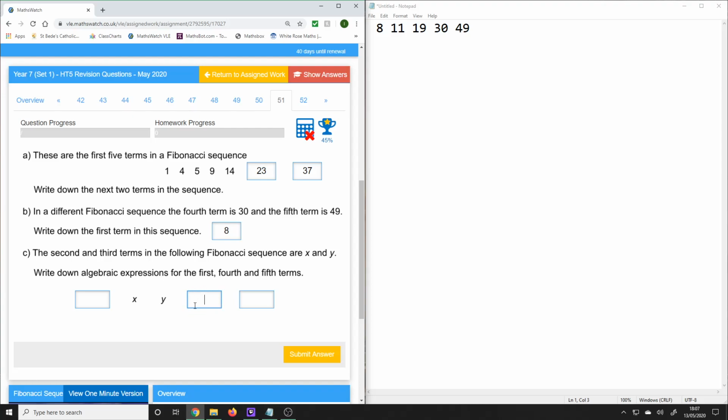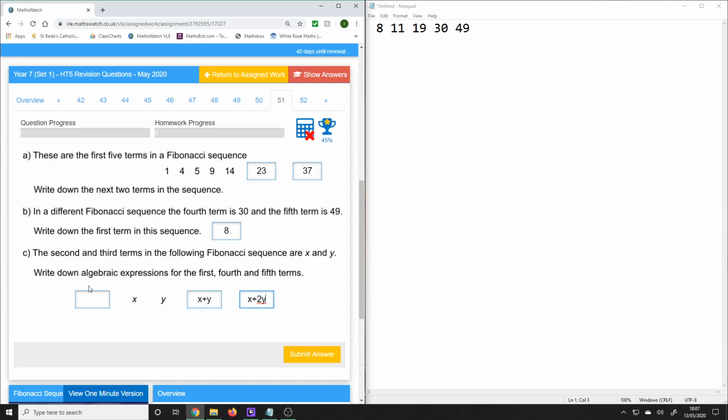This missing term in the sequence comes from adding the previous 2 terms together. So we've got an x and a y, so this is going to be x plus y. So you add x and y, you get that term. This term here is going to come from adding again the previous 2, so we've got x plus y plus y, so we're going to have x plus, now y plus y is 2y, so it's going to be x plus 2y.